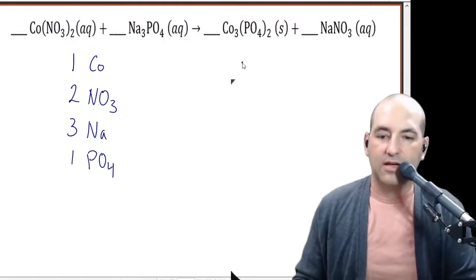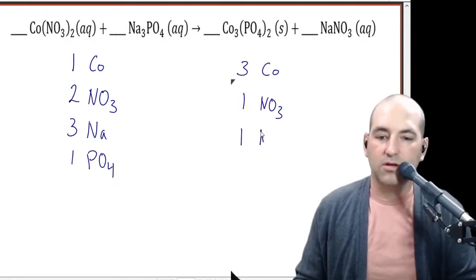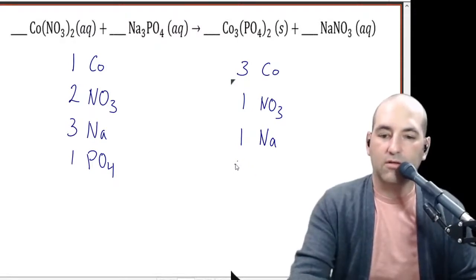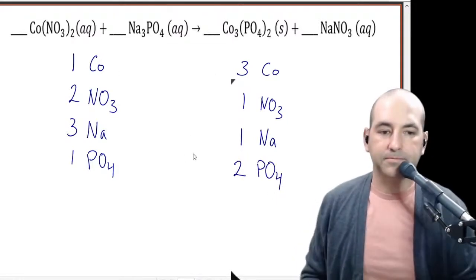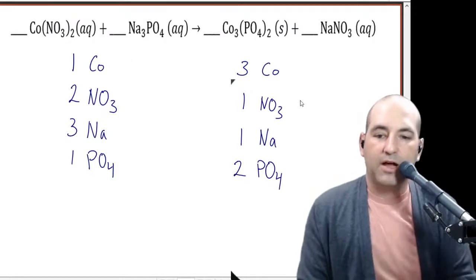So on this side, then, I have 3 cobalts, 1 nitrate, 1 sodium, and 2 phosphates. All right. So now we can start balancing.